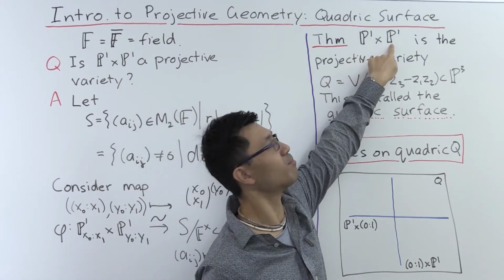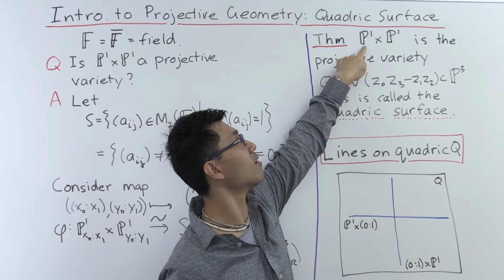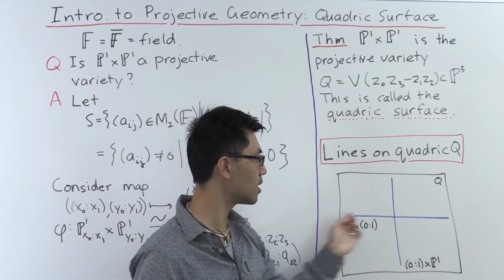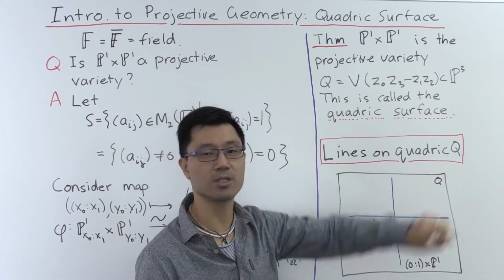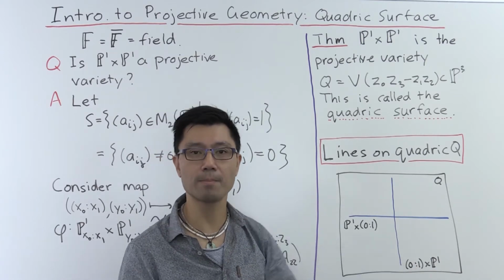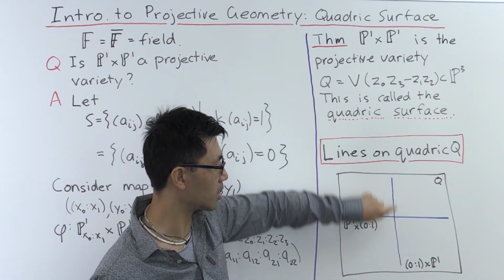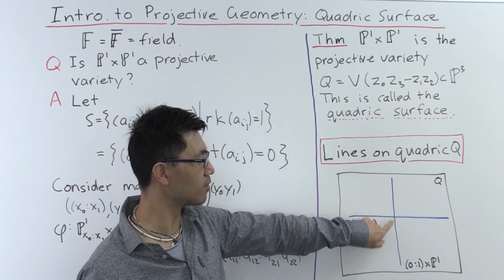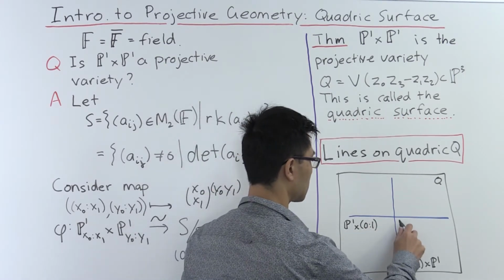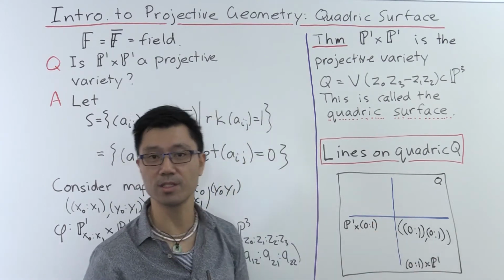So for example, we can fix a point of P1 like this 0, 1, and let the other point here vary across this P1. Okay, so this is P1 cross P1, and this gives us a copy of P1, so that's a projective line inside this quadric surface. Similarly, we can fix the other coordinate, 0, 1, and vary the other coordinate over all of P1 to get you another projective line. And of course, the point of intersection is just 0, 1, 0, 1. Okay, that's the point of intersection.